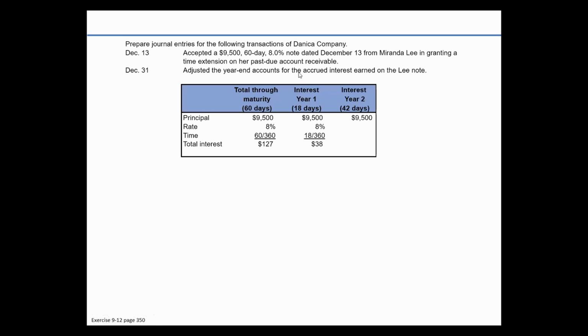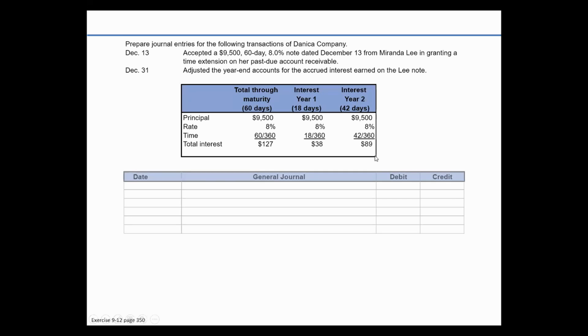So that would be earned from the 13th through December 31st. Now, the other portion, the 42 days, is what would be earned after that, which we're not concerned with at this moment. 9,500 multiplied by 8% multiplied by 42 divided by 360 is going to be $89 that we'll earn in the new year.